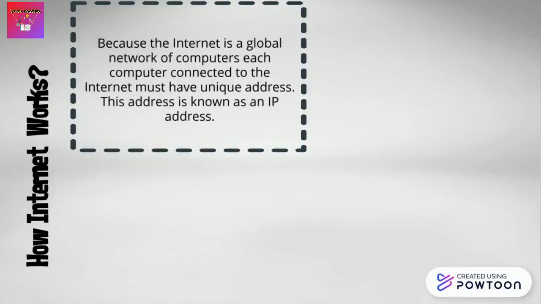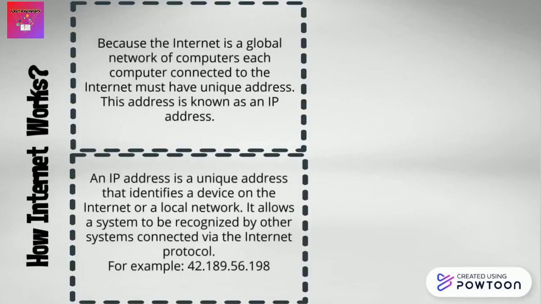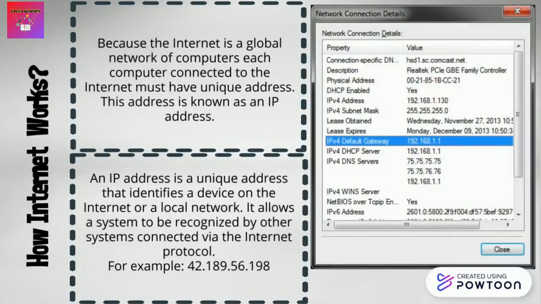Now, let's see how Internet works. Because the Internet is a global network of computers, each computer connected to the Internet must have a unique address. This address is known as an IP address. An IP address is a unique address that identifies a device on the Internet or a local network. It allows a system to be recognized by other systems connected via the Internet protocol.